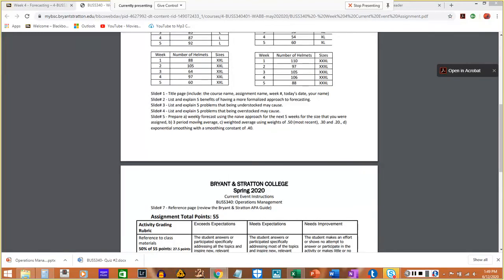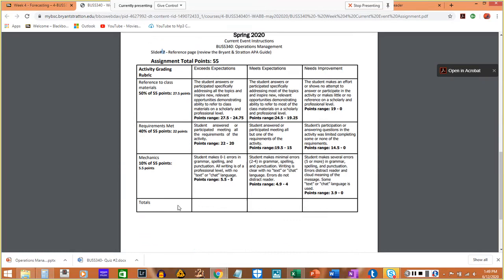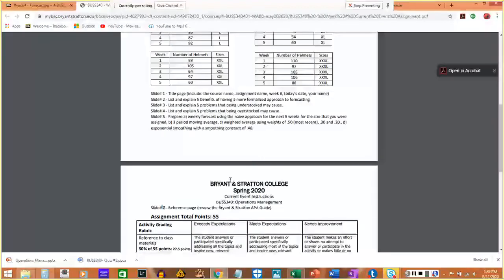I need to mention for this project there's only going to be expected to be 6 slides. Slide 7 is actually slide 6, so keep that in mind when you're doing your current event for this week. There should only be 6 slides, not 7.